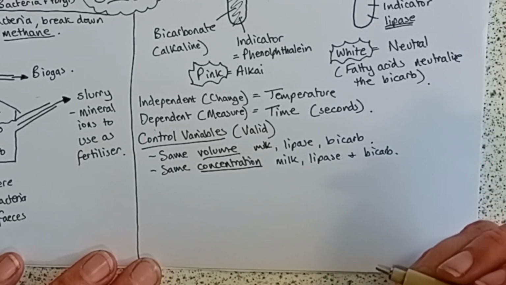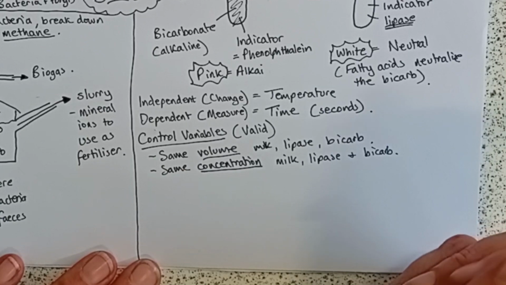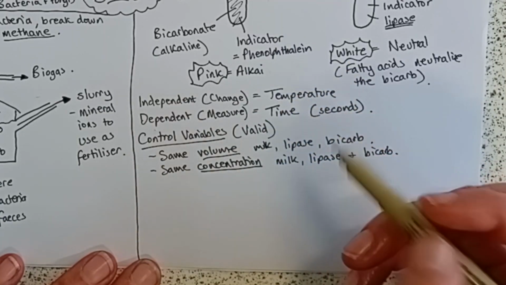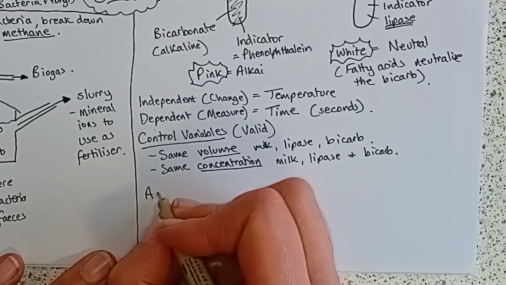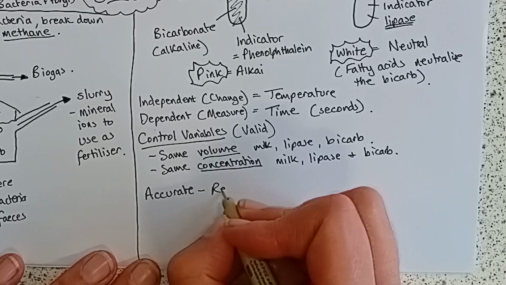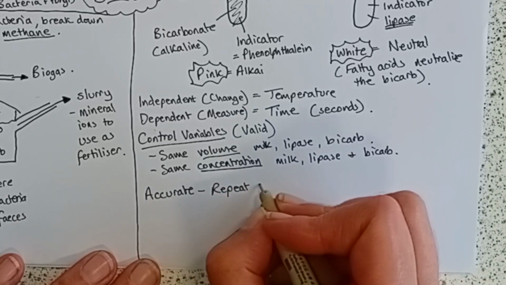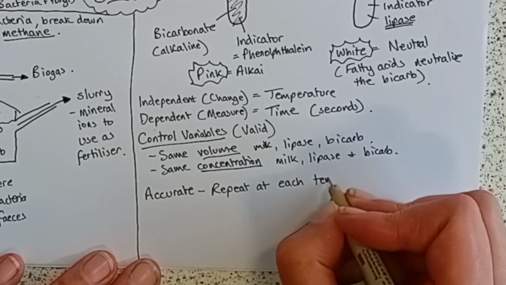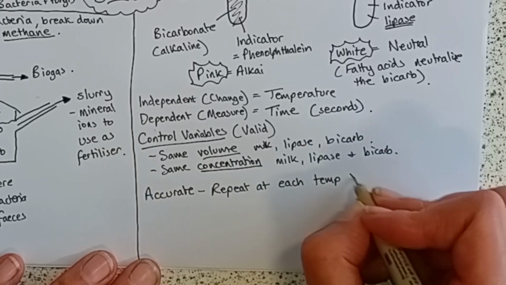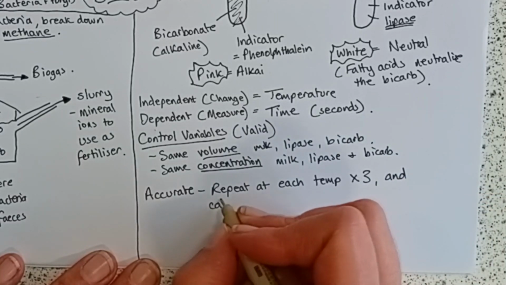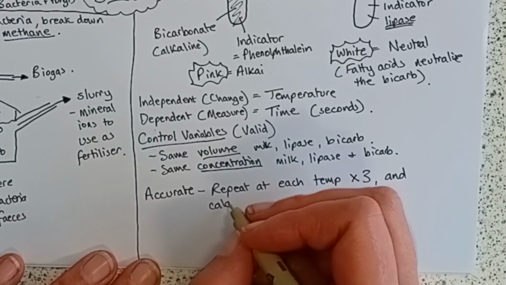Now, if I want to make this experiment more accurate, I will need to repeat it at each temperature 3 times and calculate a mean. So if I want to make it accurate, repeat it at each temperature 3 times and calculate a mean. And that calculating a mean is important in exams.